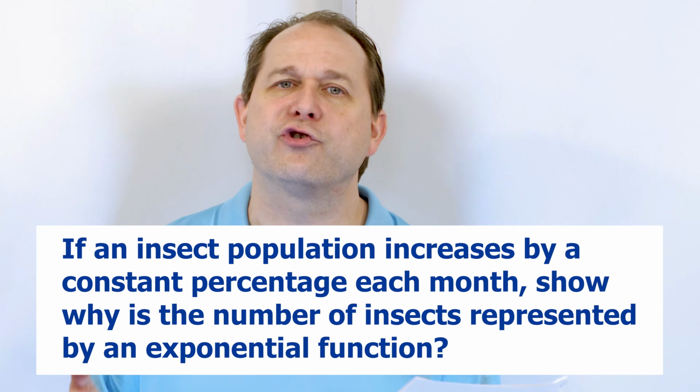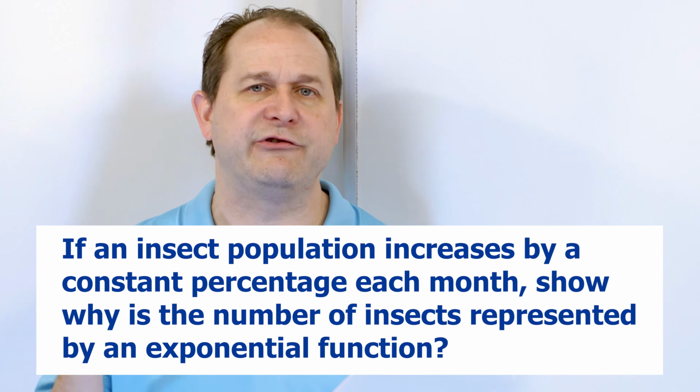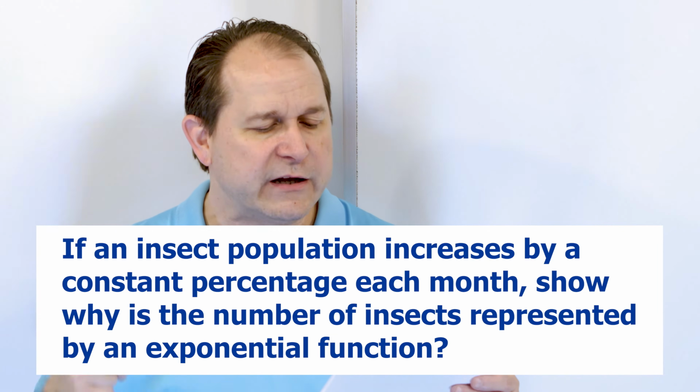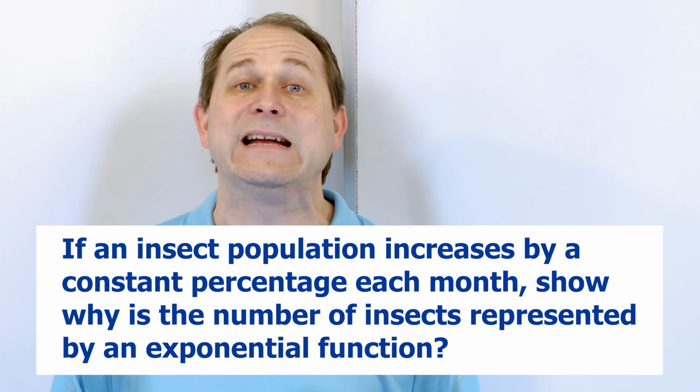So all of the credit card contracts, the bank loans, anything like that is always at a certain percent per month, right? In the first problem, we're going to show how things compounding at a certain percentage at a certain frequency equates to being an exponential function. So here we go. If an insect population increases by a constant percentage every month, why is the number of insects represented by an exponential function?